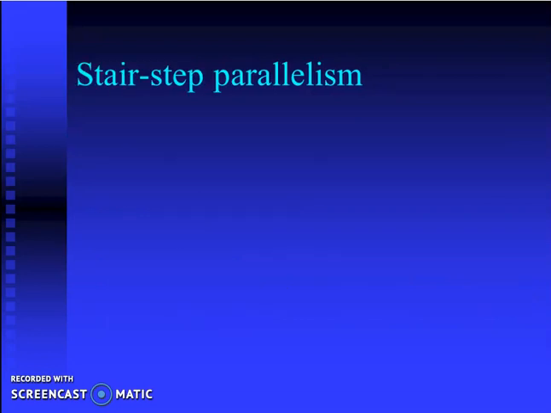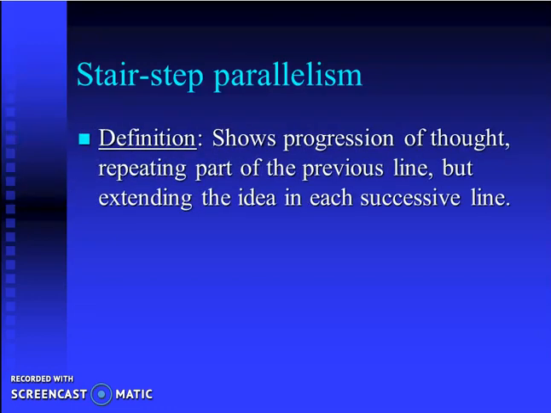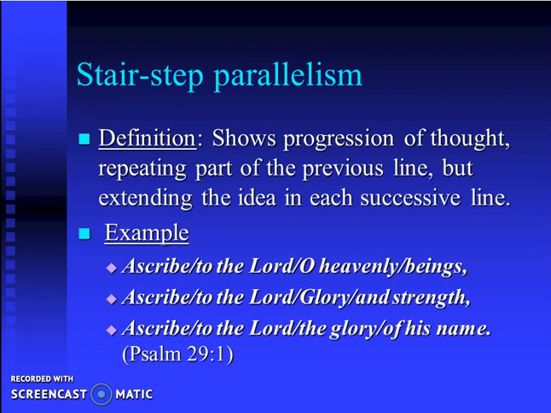Another category of parallelism is stair-step parallelism. These especially come in triplicates. It shows progression of thought, repeating part of the previous line, but extending that idea with each successive line. Again, this is best understood by looking at an example. In Psalm 29 and verse 1, ascribe to the Lord, O heavenly beings. Ascribe to the Lord glory and strength. Ascribe to the Lord the glory of his name.